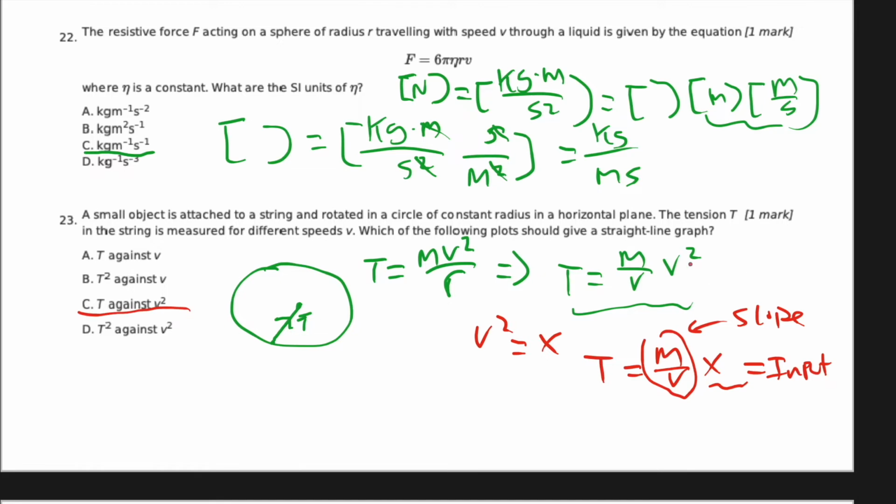If you only draw the picture of t versus v, it is not going to be a linear relationship. It's going to be a quadratic function. So see v squared as a whole as the input and m over v as the slope. So v squared as a whole is the input, and m over v is a constant, which is the slope of this function.